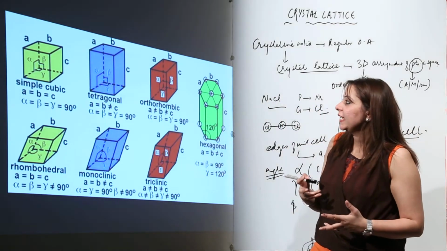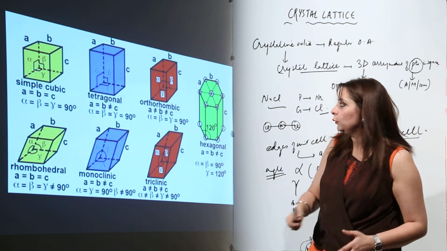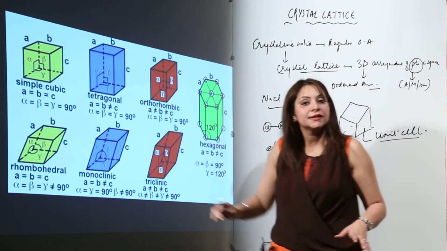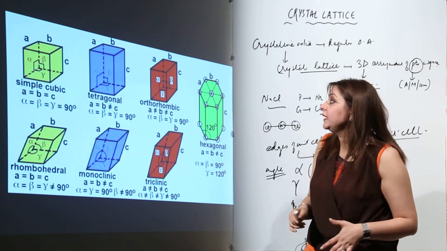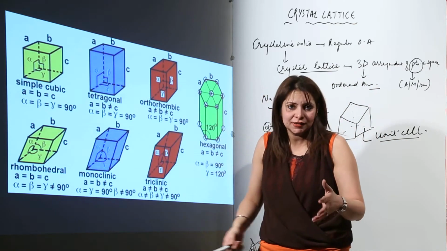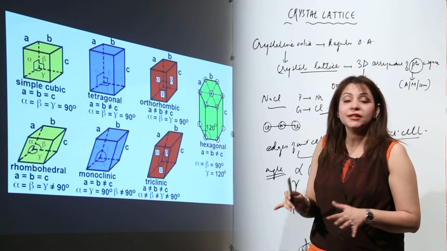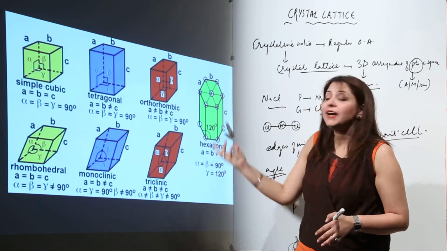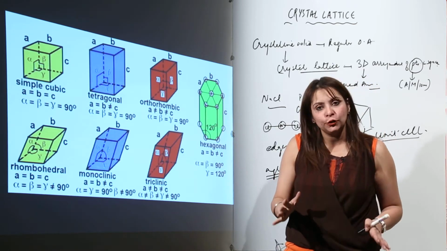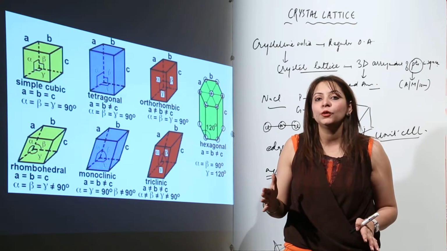In this, you see that the A and B sides are somehow equal. You can see that A and B sides are equal, but they are not equal to the C side. As you can see, the C one is the longer side, right? So that means it is not at all equal to the C. But as far as the angles are concerned, the edges are perpendicular. So again, alpha, beta and gamma are equal to 90 degrees.